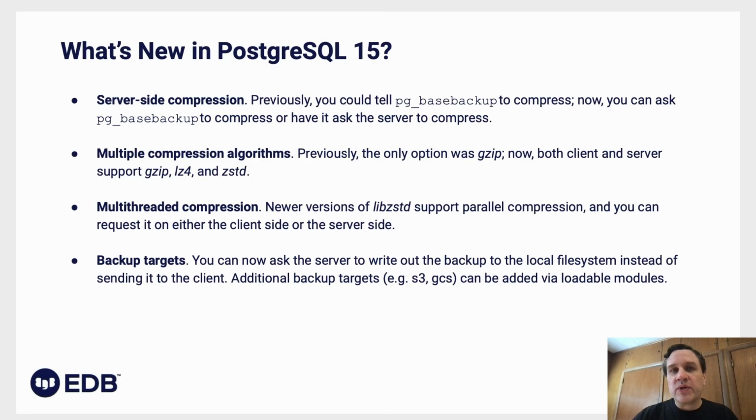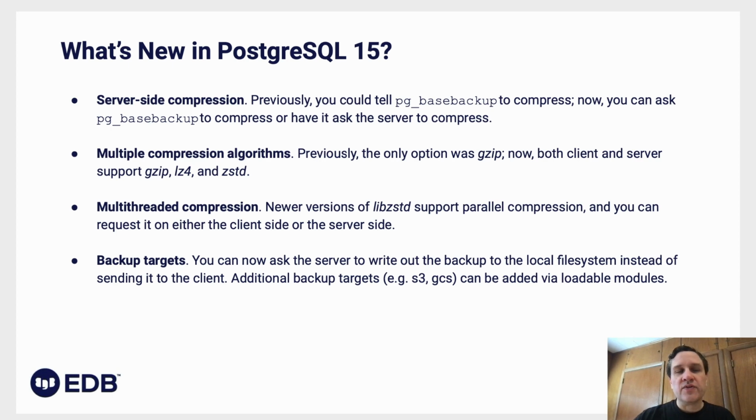So first of all, what's new in PostgreSQL 15? I think there are basically four new features here in this area that are interesting. First of all, there is server-side compression. Previously, you could tell PG-based backup that you would like it to compress your backup, but now you can either do that, or you can tell PG-based backup to ask the server to compress the backup before it is transmitted to PG-based backup. And that may be advantageous either if you just have a lot of extra CPU on the server and not much extra on the client, or more likely if you want to reduce the size of the backup before you transmit it from one machine to the other.